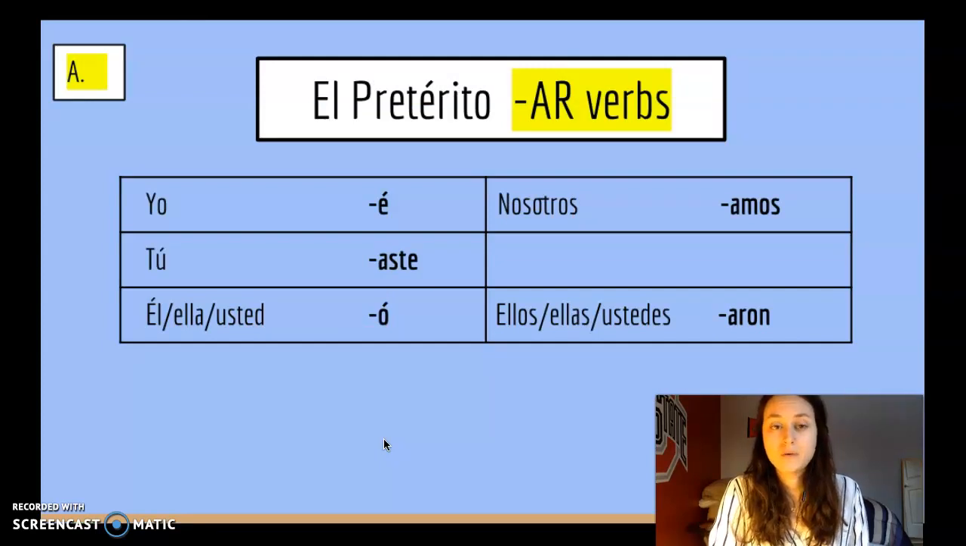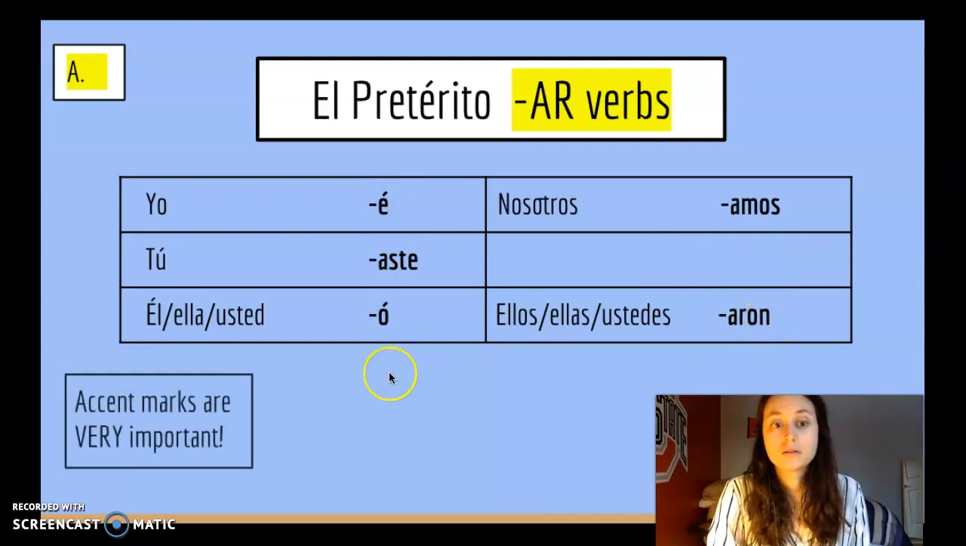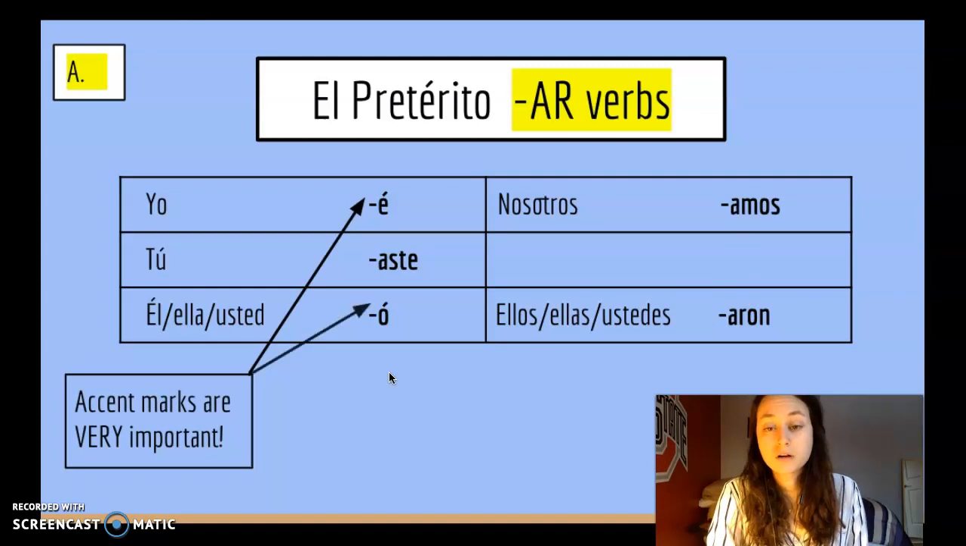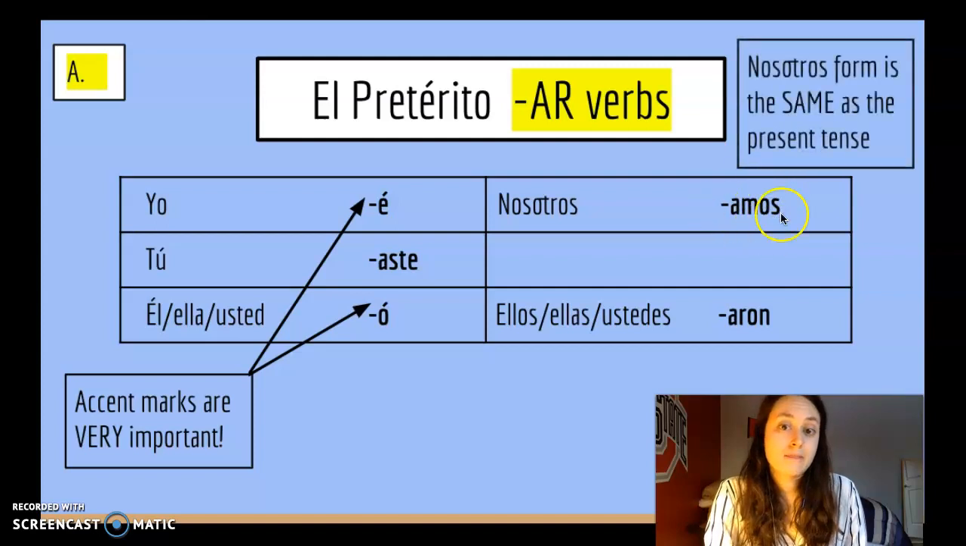So here we are with the AR endings in preterite. We have é with an accent, aste, ó, amos, and aron, okay? So just note, the accent marks are very important. The yo form is going to have an accent, and the él, ella, usted form is going to have an accent for this verb tense. And it's a good thing to note that the AR present tense, like amos for nosotros, is the same. That's one less thing you have to learn, okay?